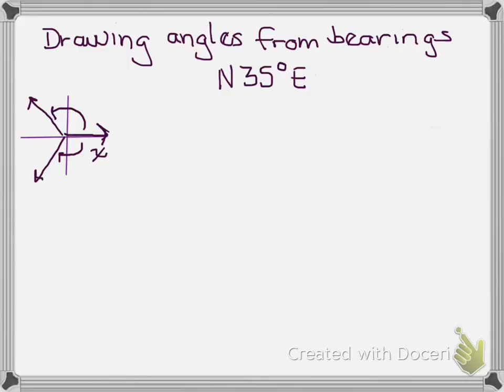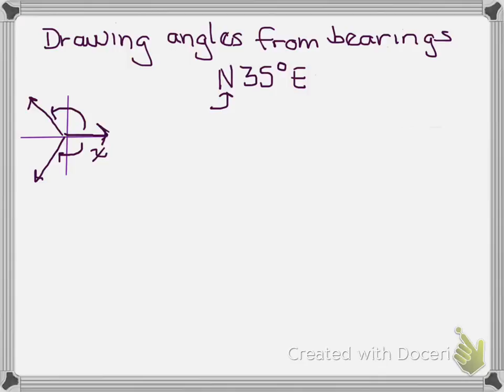Well, the process is similar for bearings, but our new angle is going to be relative to a compass direction. So I have here a bearing of north 35 degrees east, and it's very common to use north as our starting point, but you can use other directions as well.